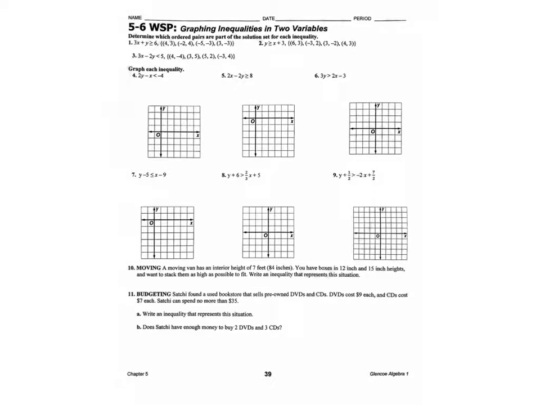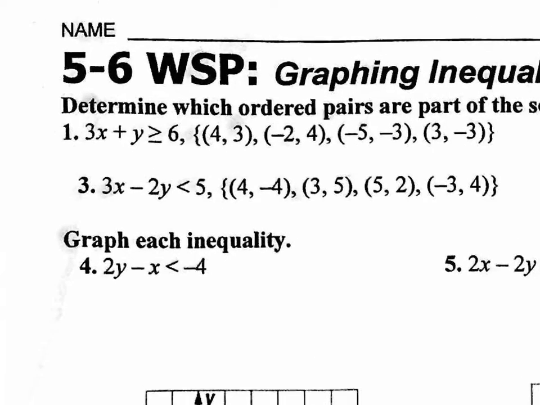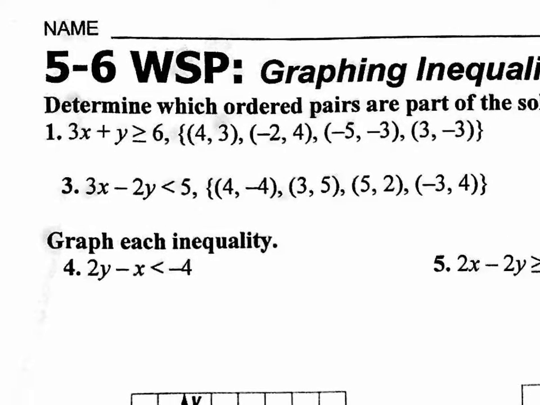Okay, so here's an explanation of the homework. Let's get you started. Make sure you guys know what we're doing here. If we take a look at number 1, they want us to determine which of the following ordered pairs are part of the solutions to this inequality. Okay, so just keep in mind, these are coordinates. They're really x and y values.